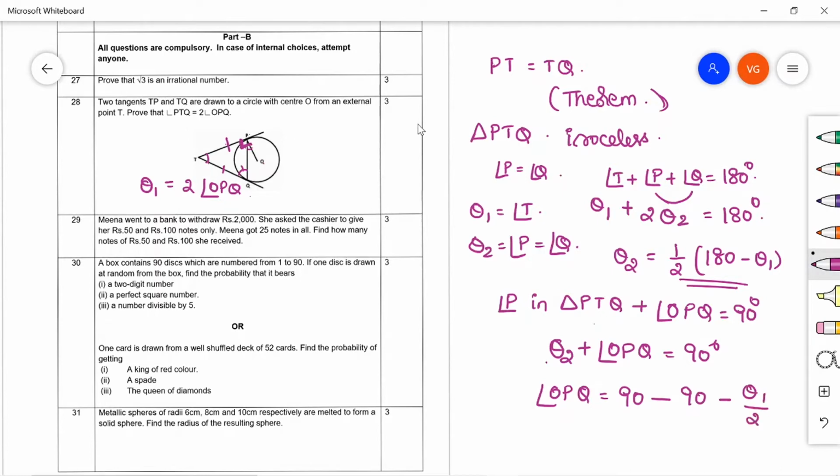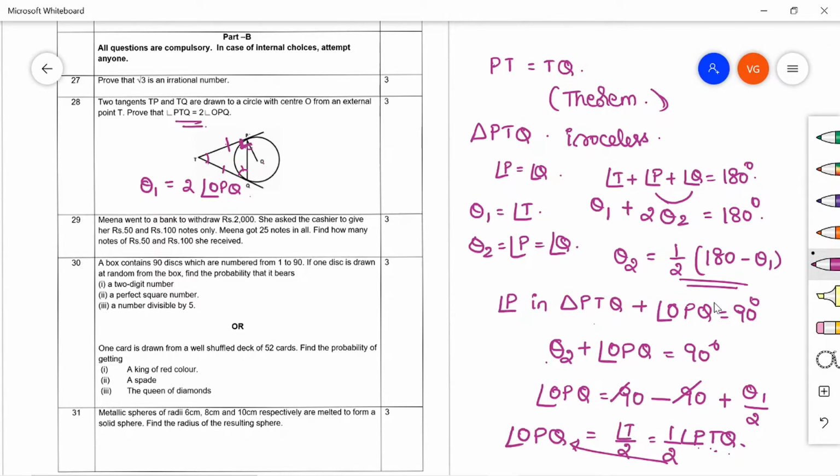Minus of minus, it will be plus. So this you cancel. So what is theta 1 now? Angle T by 2. What is angle T? That is nothing but your angle PTQ. So angle OPQ is equal to half times PTQ. So that is nothing but angle PTQ is equal to 2 times angle OPQ. That is what they have given as the statement to prove, right?